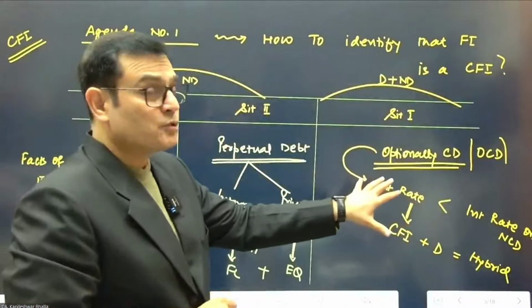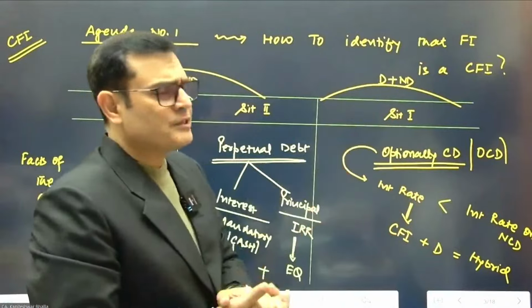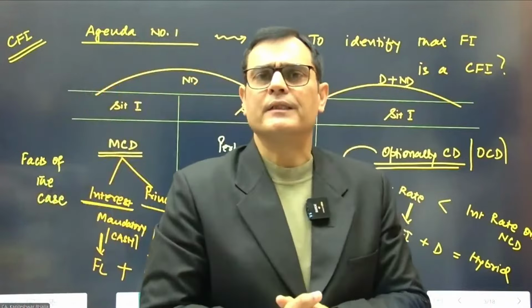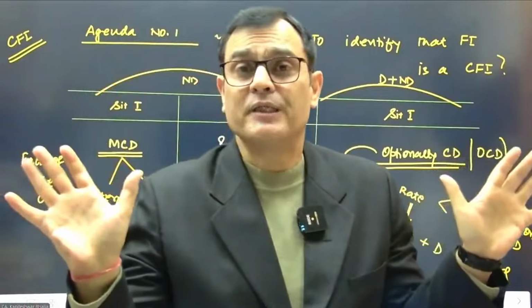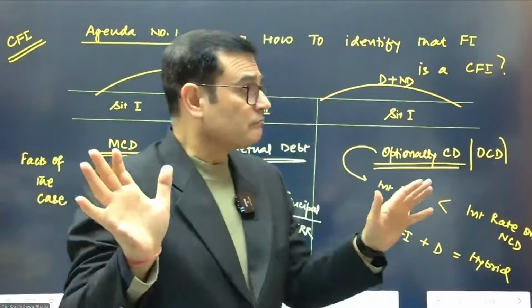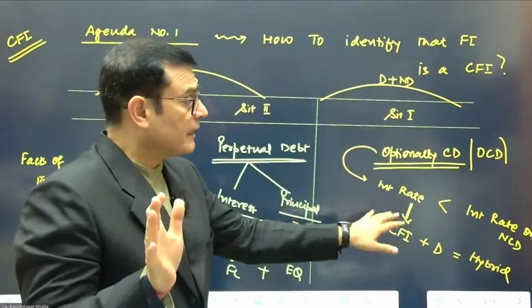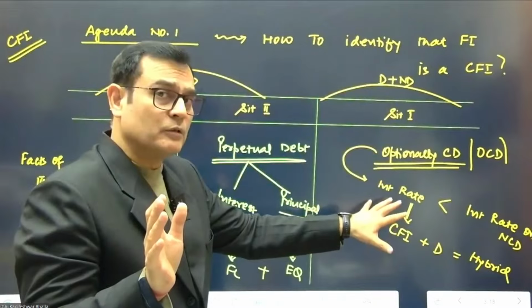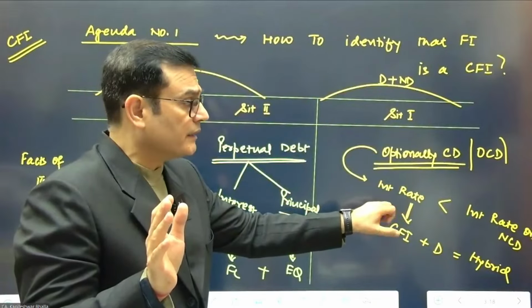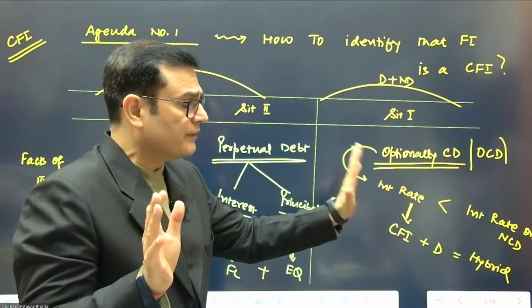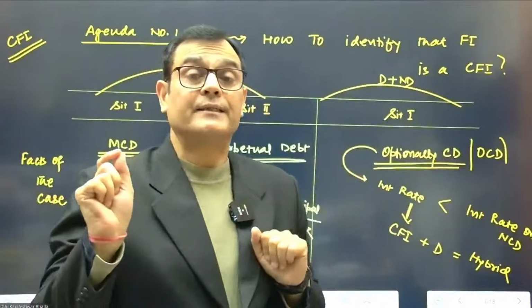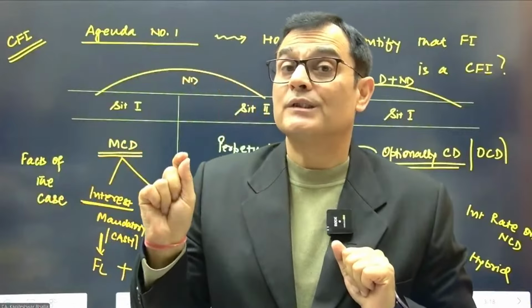Now, when I'm looking at this one, my assumption is that the derivative has equity characteristics. Please hear my words carefully. When I look at this, I'm going to consider that the derivative has equity characteristics, so I will not segregate the derivative. So I'm looking at an optionally convertible instrument.